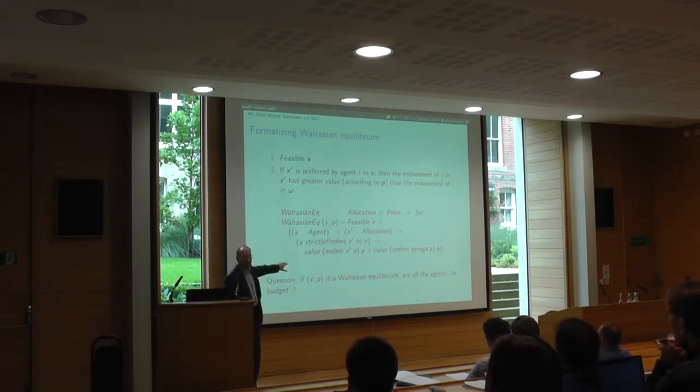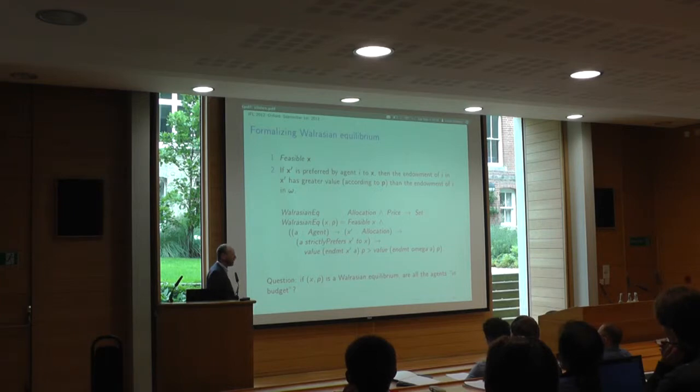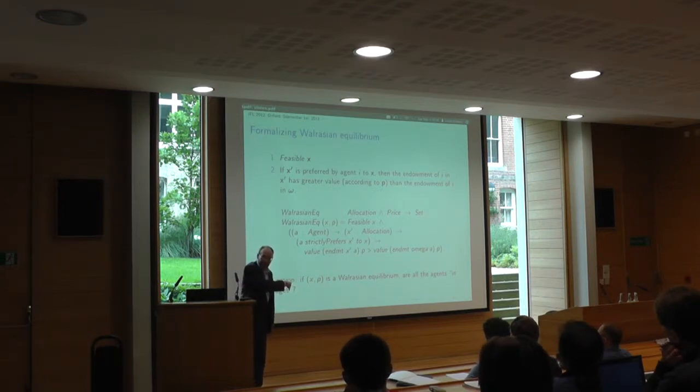Once you do this, you start asking all sorts of questions. For example, in a Walrasian equilibrium, this brilliant, optimal allocation, is it in budget itself? Can agents afford this optimal allocation?